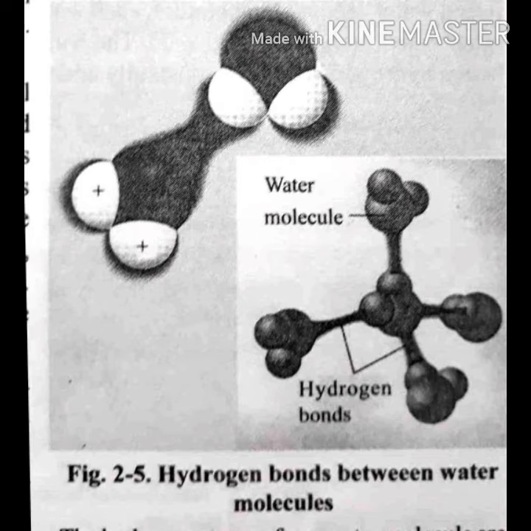So we will now continue with water hydrogen bonding. Hydrogen bonds are weaker than covalent bonds. The hydrogen bond in liquid water has a bond energy of only about 20 kilojoules per mole, as compared to 450 or 460 kilojoules per mole for a covalent bond.